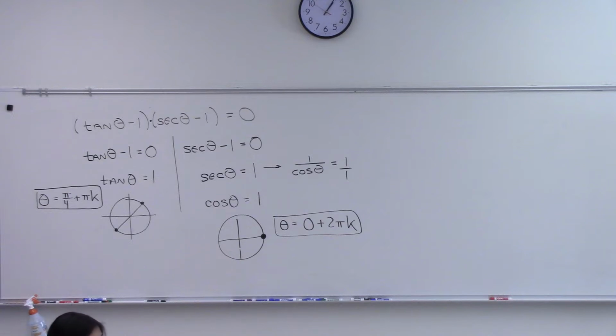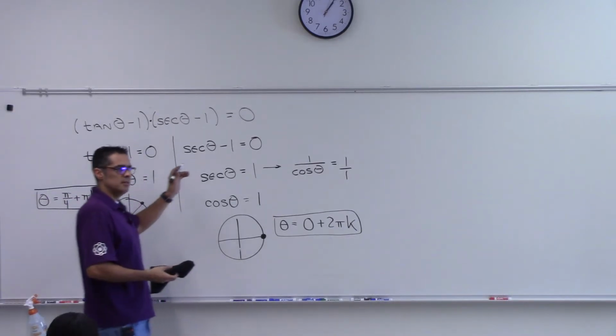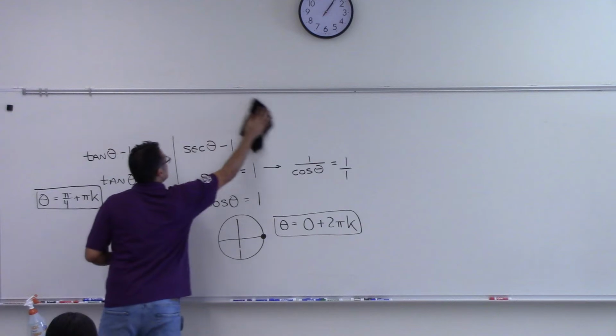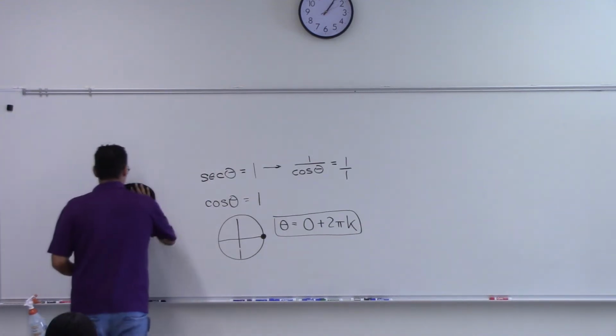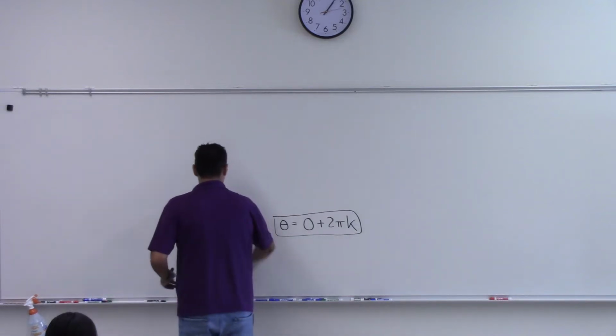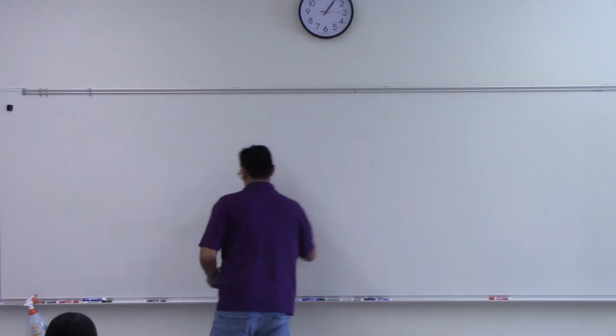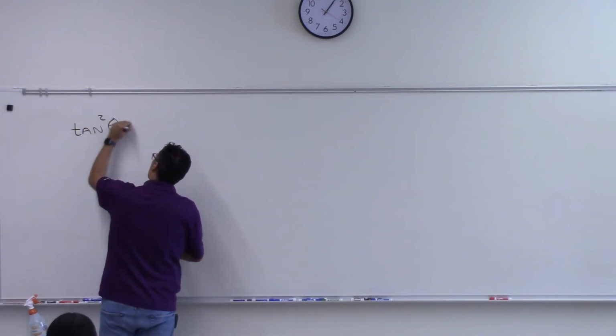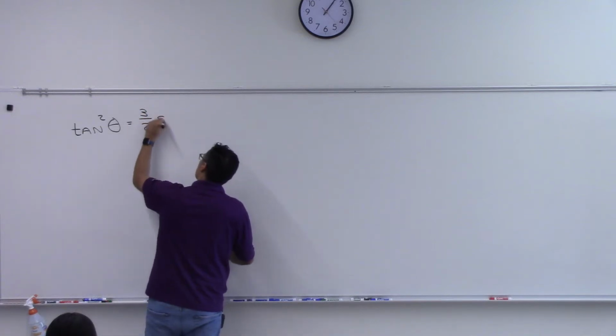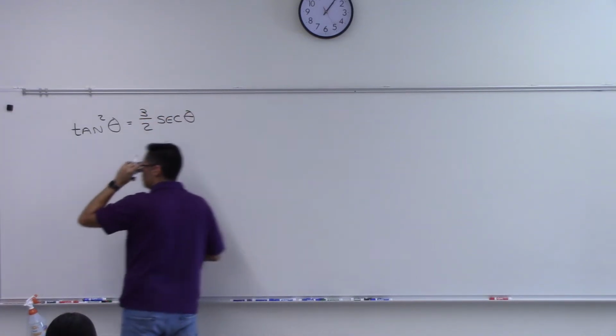81. Tangent squared theta equals 3/2 secant theta.